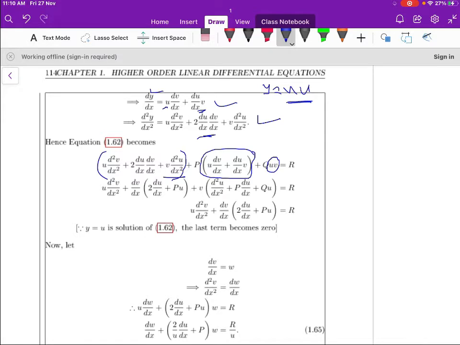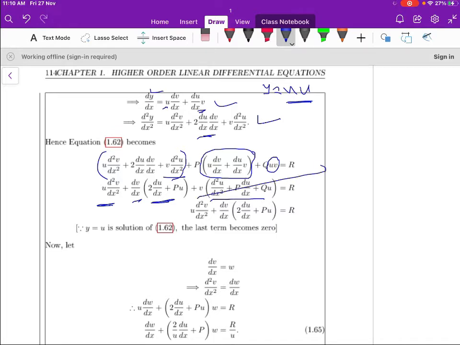So grouping the terms d square v by dx square, dv by dx and v, we get u into d square v by dx square plus dv by dx into 2 times of du by dx plus p into u. And then grouping the v terms, v is common, so d square u by dx square plus p into dv by dx plus q into u is equal to r.